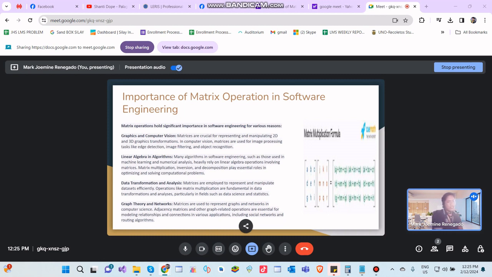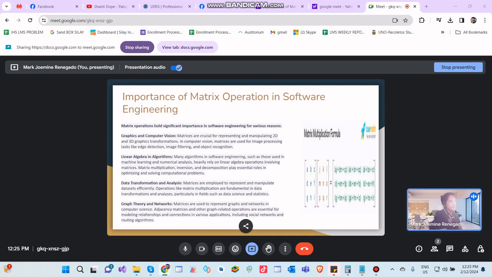We also have here data transformation and analysis. Matrices are employed to represent and manipulate data sets efficiently. Operations like matrix multiplication are fundamental in data transformation and analysis, particularly in fields such as data science and statistics.